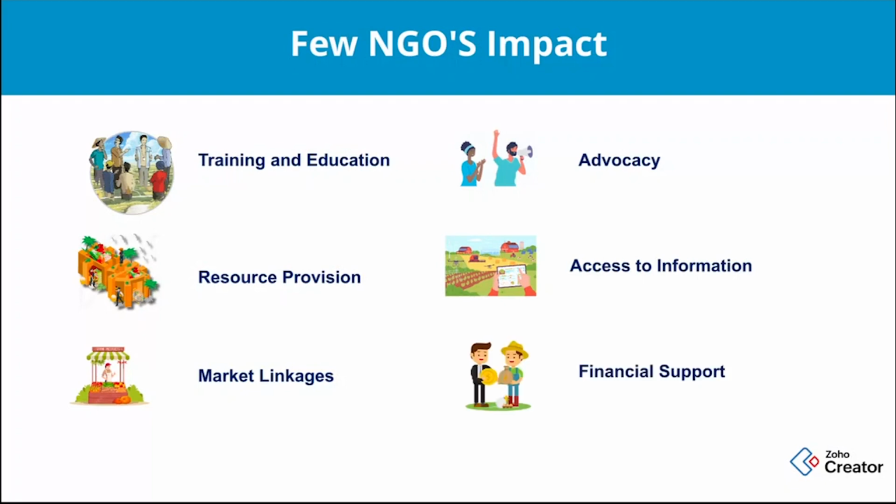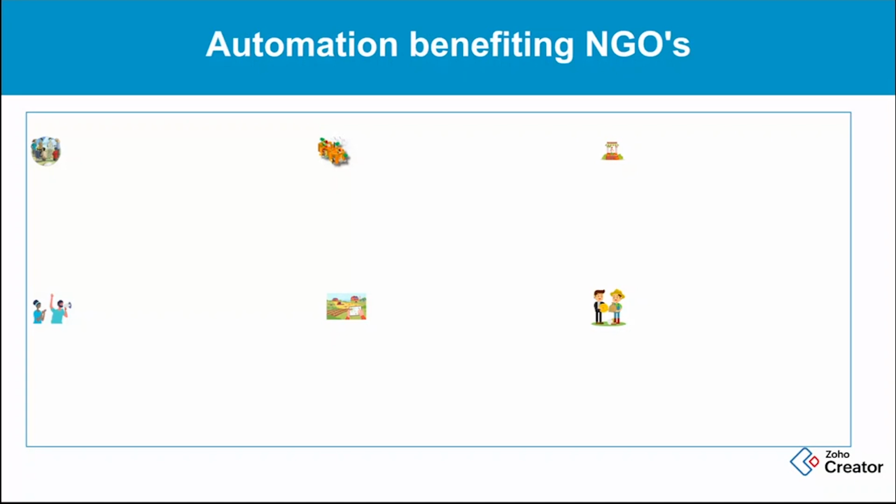And next is going to be the final thing, financial support. That is helping the farmers to get their loan and repayment of the loan at the right time. So providing them with some financial support is one thing that NGOs can focus on. So after this, what are the automations that can help the NGOs to benefit, like provide to the farmers?